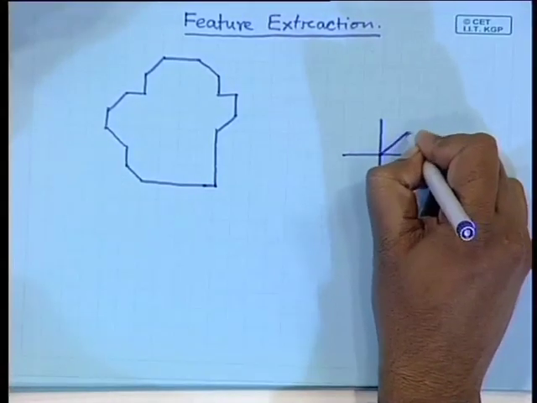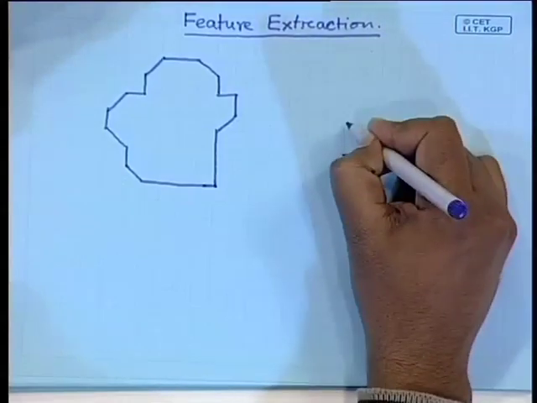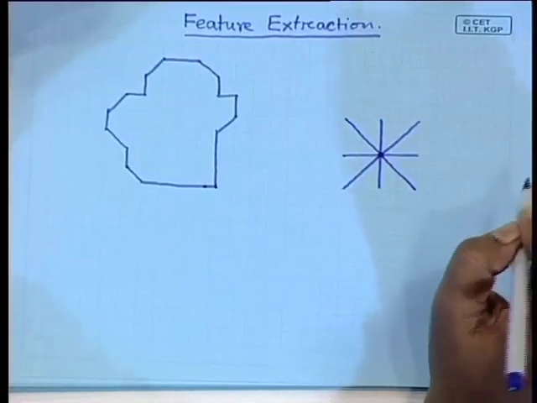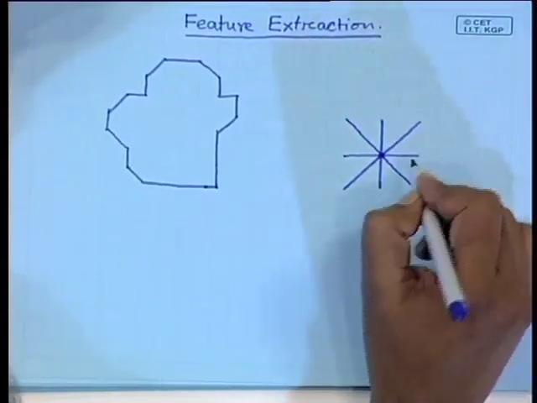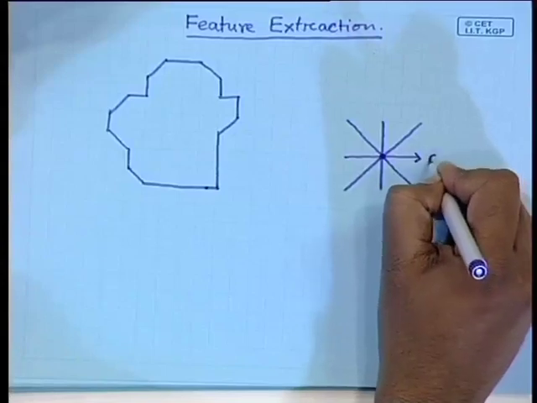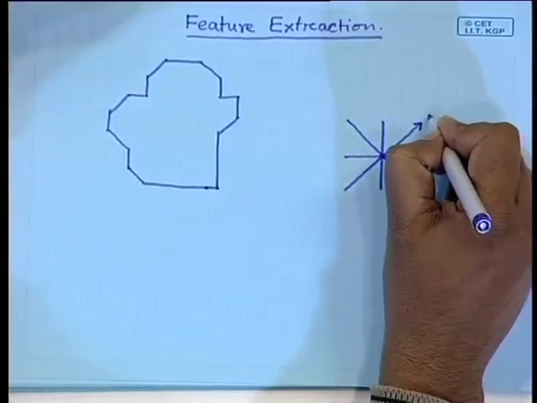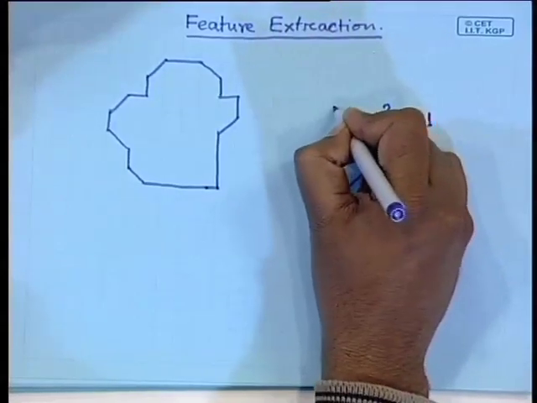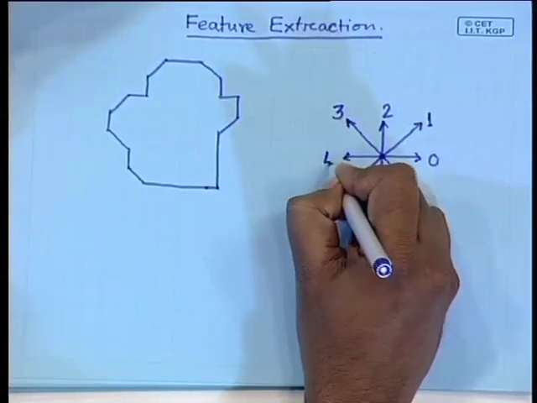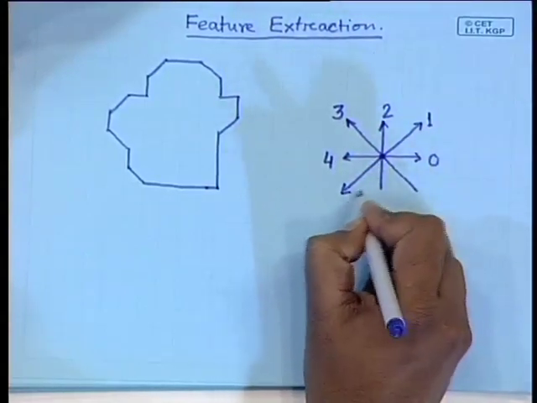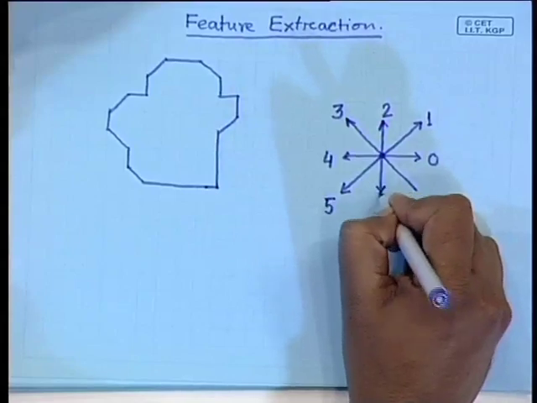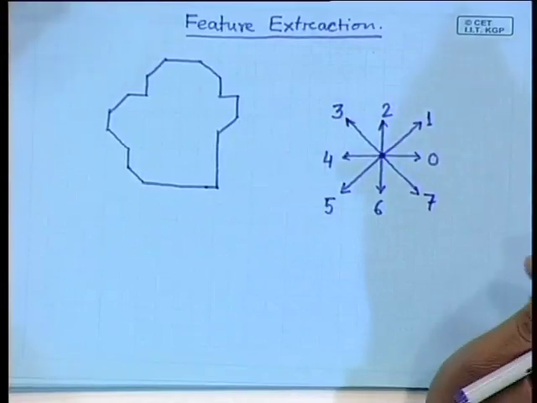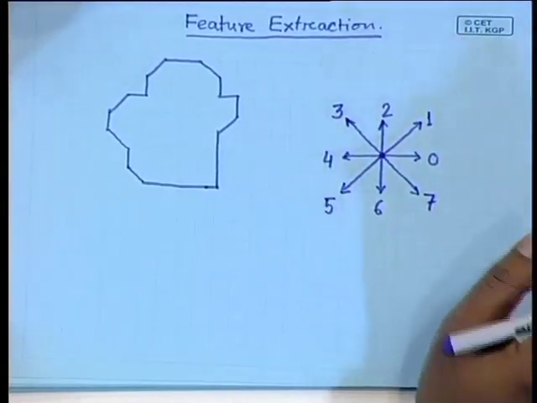So these are the different directions of the line segments which are used to piecewise linearly approximate the given arbitrary boundary, and this direction we took as 0, this direction we took as 1, this direction we took as 2, 3, 4, 5, 6 and 7. So these are the 8 different directions which are used to form the chain code.